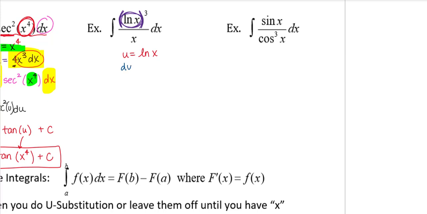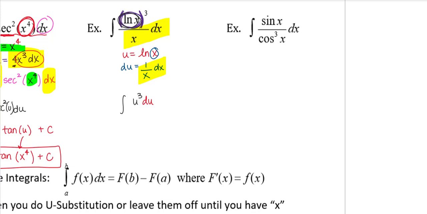And then you'll know if this is going to work or not based on your du. So my du will be the derivative of the argument, which is 1 over itself. Of course, don't forget you're with respect to x, dx. All right, so literally that's exactly what I have. If you notice, your numerator is going to become your u cubed, and then this over x dx piece will become du.